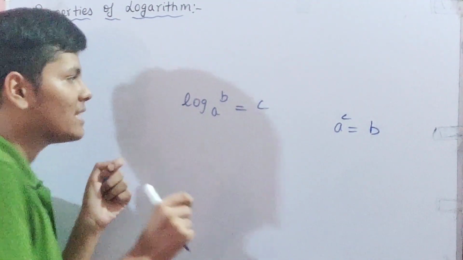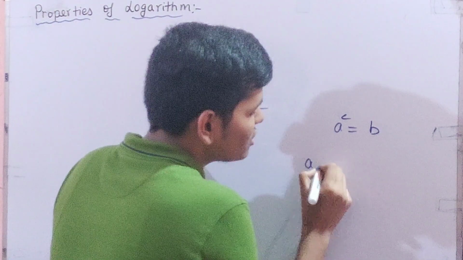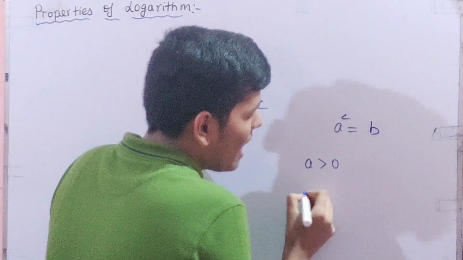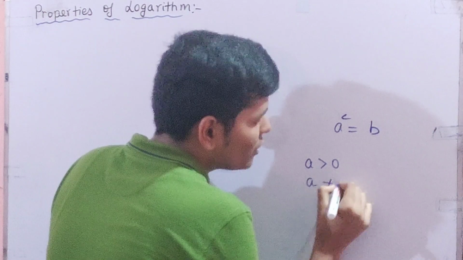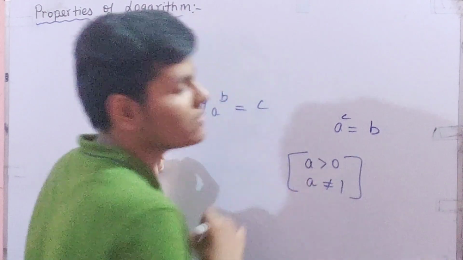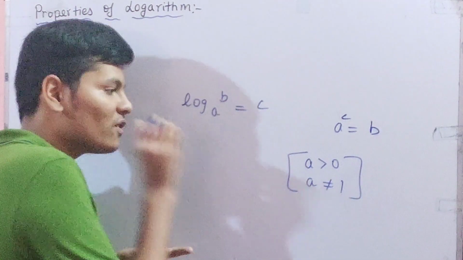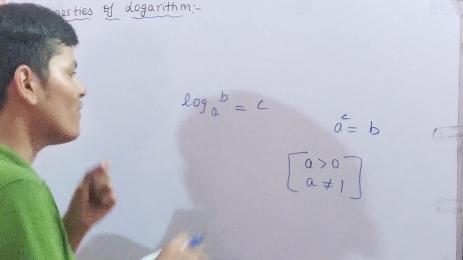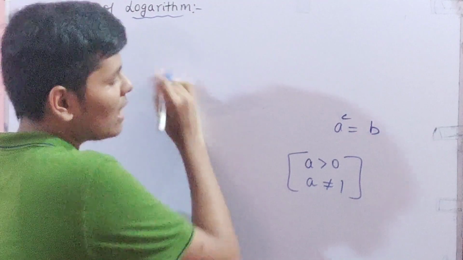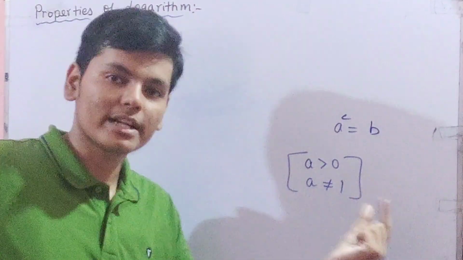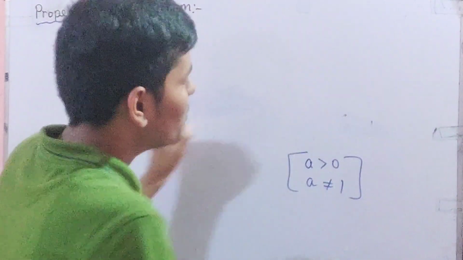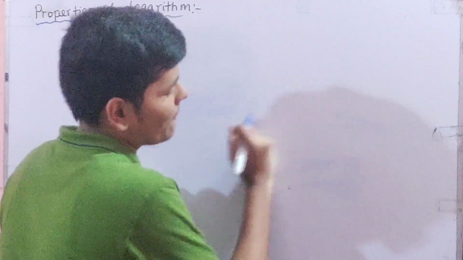Now here what we said was the value of a should be greater than 0 and the value of a should not be equal to 1. These were the conditions which we gave. These conditions were given to define the value of logarithm, or we can say log of b to the base a. So now the question is, why did we take a to be greater than 0?